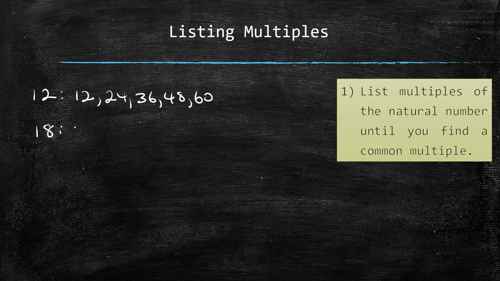And then we can just list multiples of 18 up until the point that we either find a matching multiple, or we pass the limit of the multiples we list here, and then we just keep switching until we find the answer. So we have here, it's 18, 36, and then right away you can see you find a match. So the LCM of 12 and 18 is just simply 36.